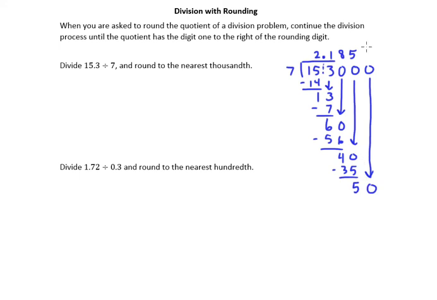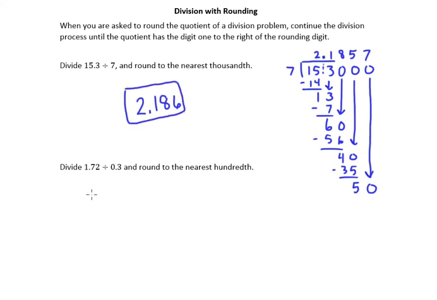7 goes into 50 7 times, and so you can see how important it was that I went one more. Because this is a 7, that tells me to round the 5 up to a 6. So my rounded answer is 2.186.